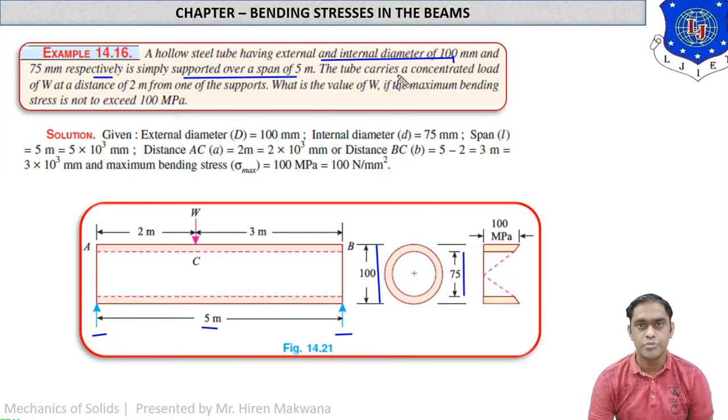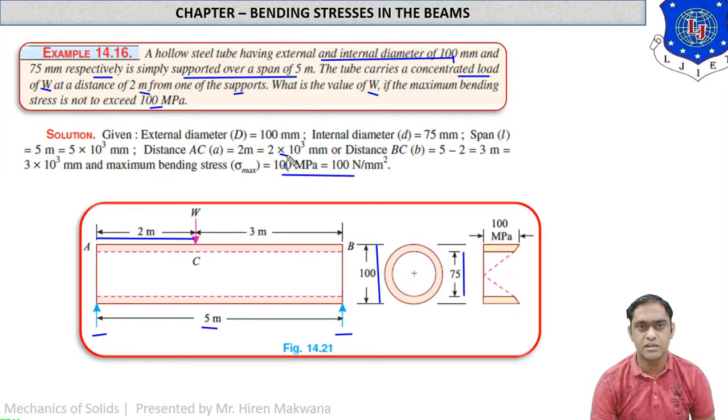Now the tube carries a concentrated load of W at a distance of 2 meter from one of the supports. You can take from the right side or from the left side. In our figure we have taken from the left side. At a 2 meter distance the point load W is acting and 3 meter remains. What is the value of W, if the maximum bending stress is not to exceed 100 megapascal? So we have to find W for the maximum bending stress 100 megapascal.